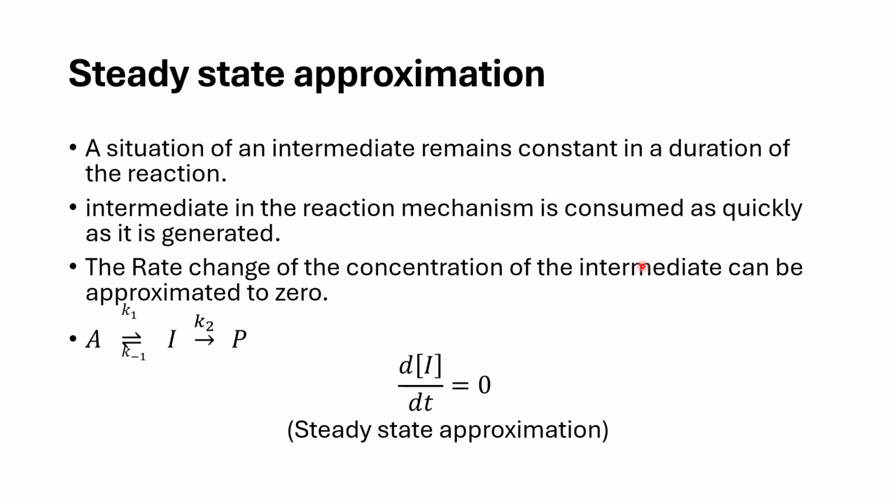Steady state approximation is applied in situations whereby the intermediate remains constant for the duration of the reaction, where the intermediate in the reaction mechanism is consumed as quickly as it is generated. So the rate of change of the concentration of the intermediate can be approximated to 0. Therefore, we have this expression: the rate of change d[I]/dt is equal to 0. And we can use this to approximate the concentration of the intermediate that is present during the process of the reaction.